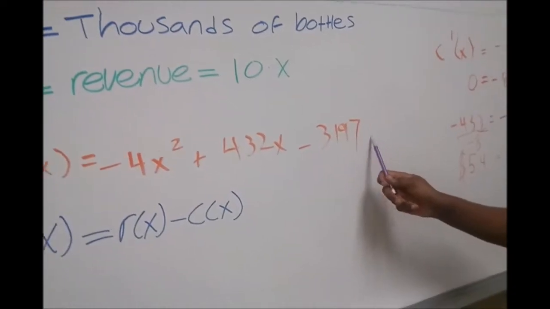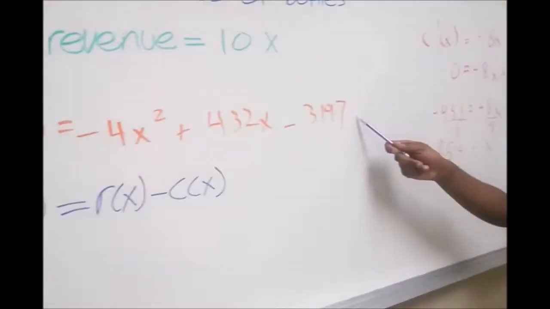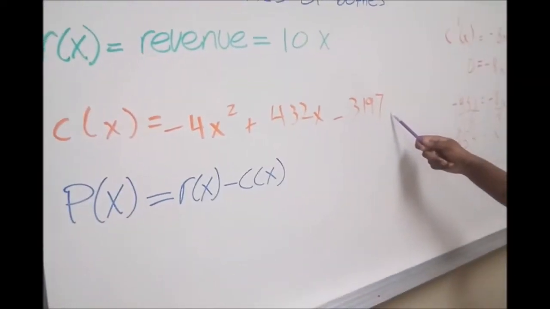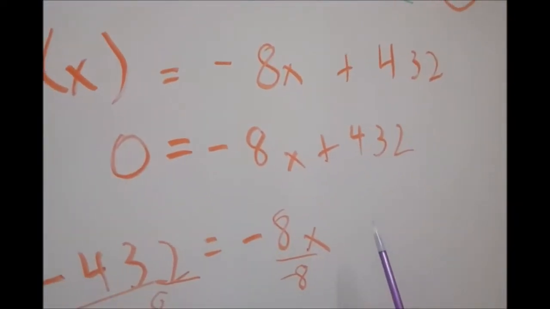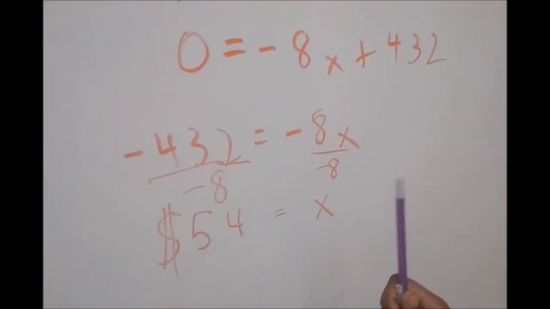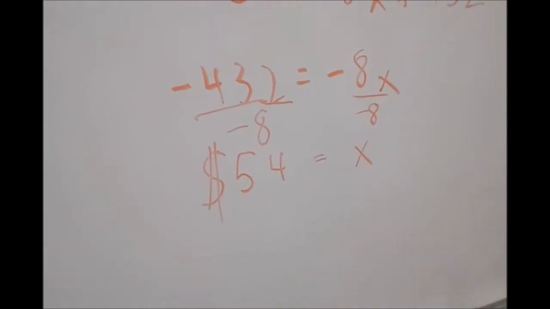So, we took the formula given to us from Dr. Brian for the cost, and basically took the derivative of that. And we set it equal to 0. We brought the 432 to the other side, divided by 8 to get x by itself, and now the maximum profit is $54.